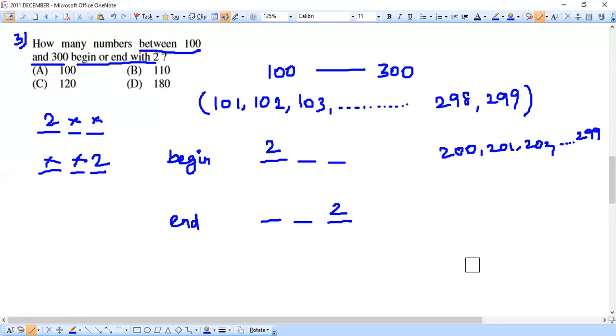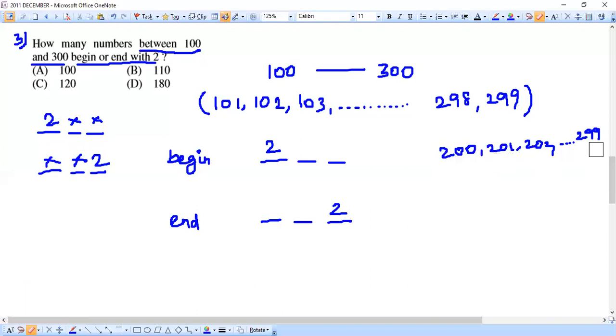That we have to think. So how many numbers are there? Yes, we have a total of 100 numbers here. Is it or not? Because we start with 200 and we end up with 299. Okay, it's very logical to say. See here, it's very logical.